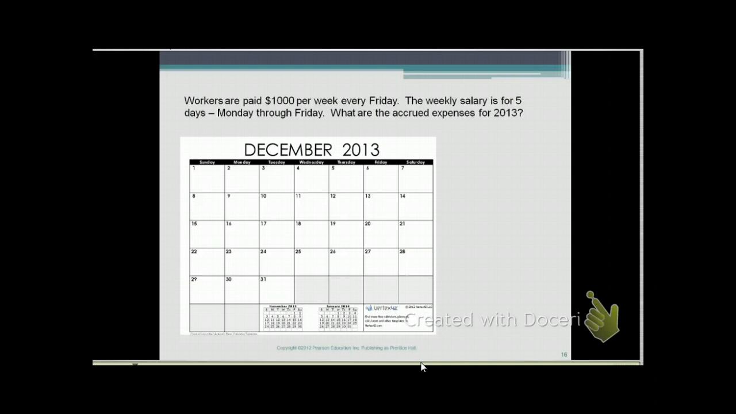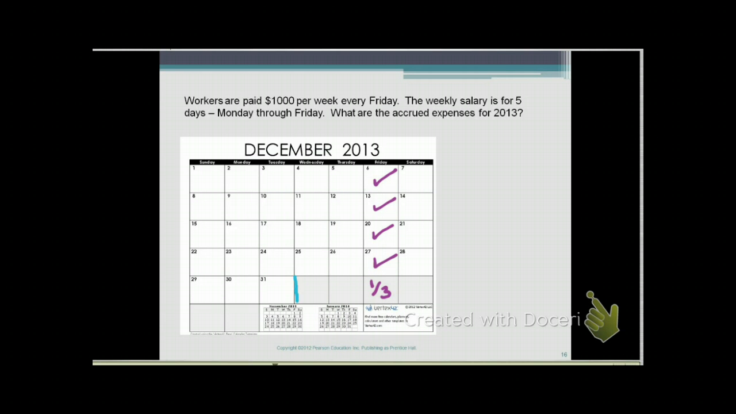The weekly salary is for 5 days, Monday through Friday. They want to know what are the accrued expenses for 2013. Since the workers get paid every Friday, they would have gotten paid on the 6th, the 13th, the 20th, and the 27th of December. The next pay date would be the 3rd of January. 1st, 2nd, 3rd of January of 2014.